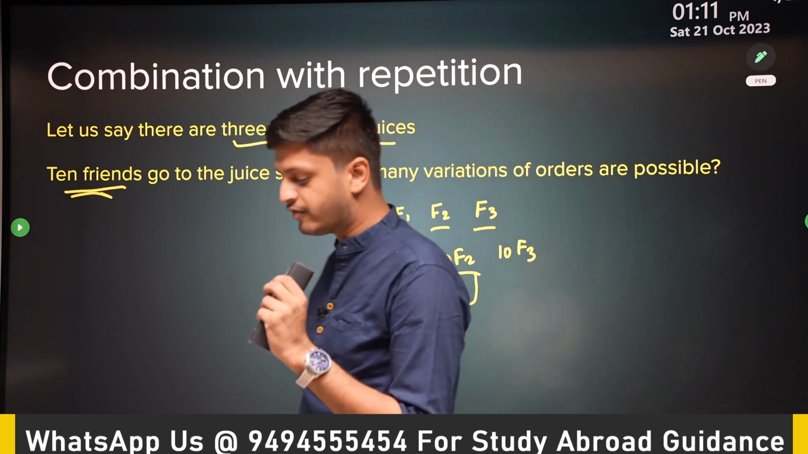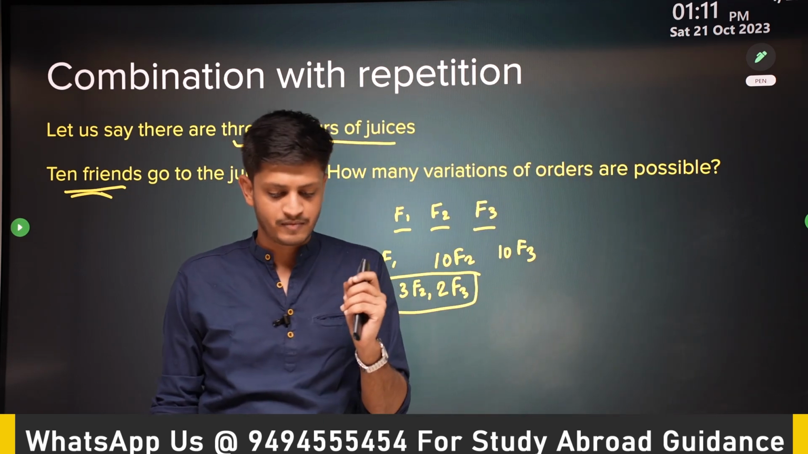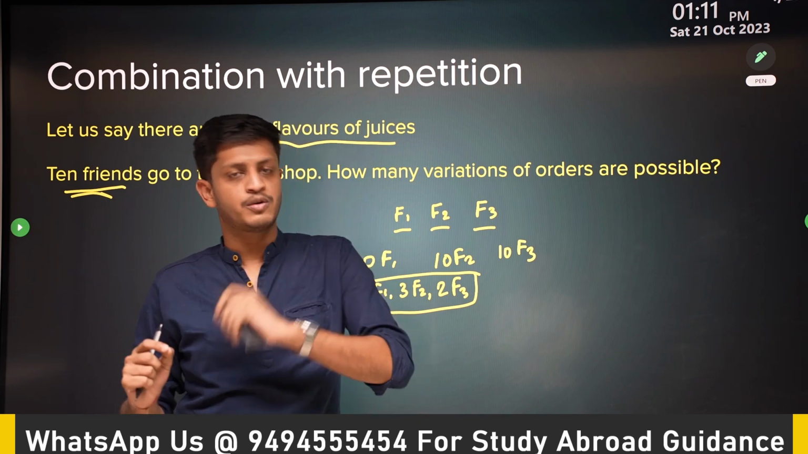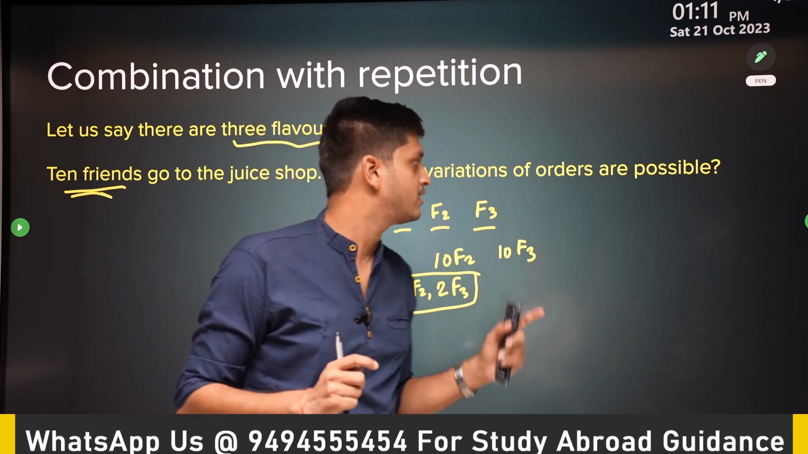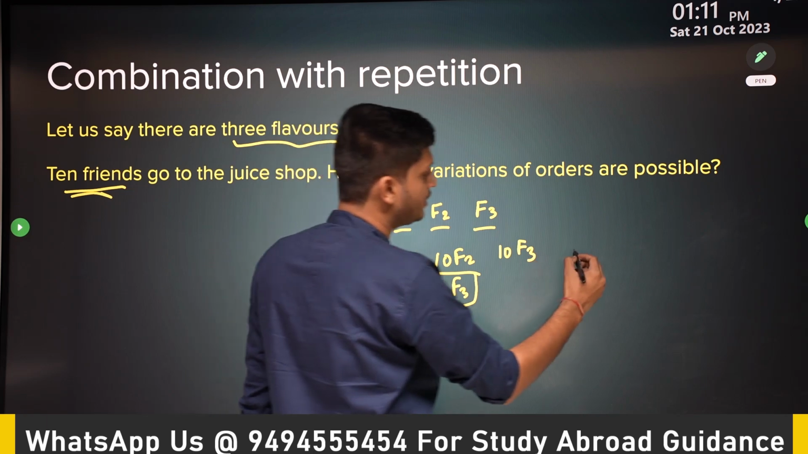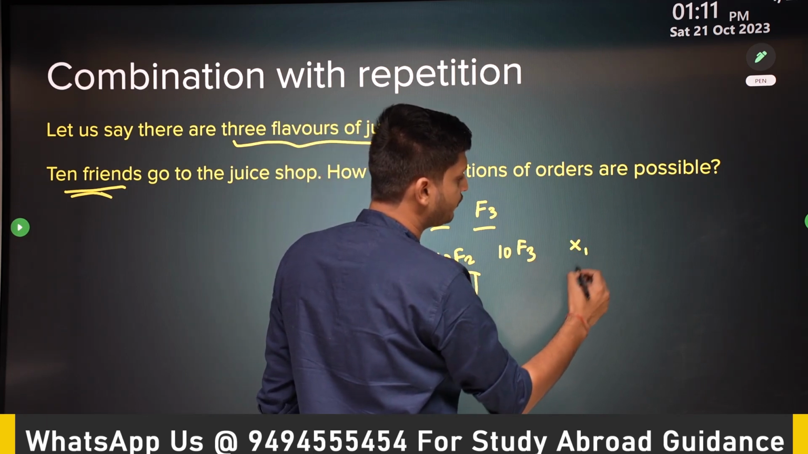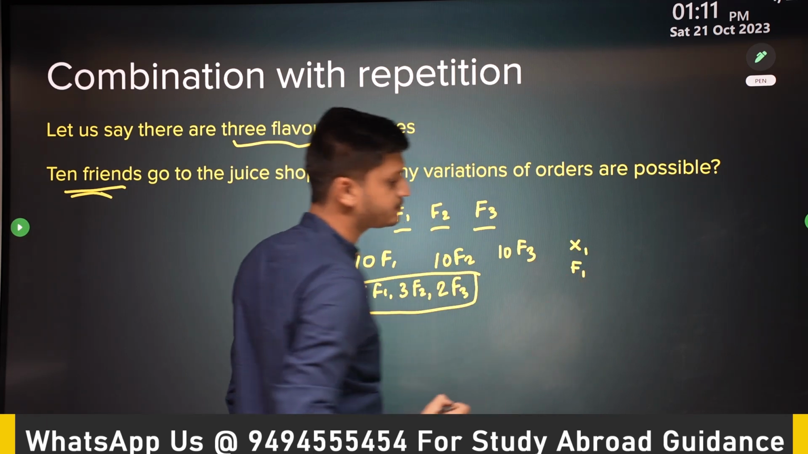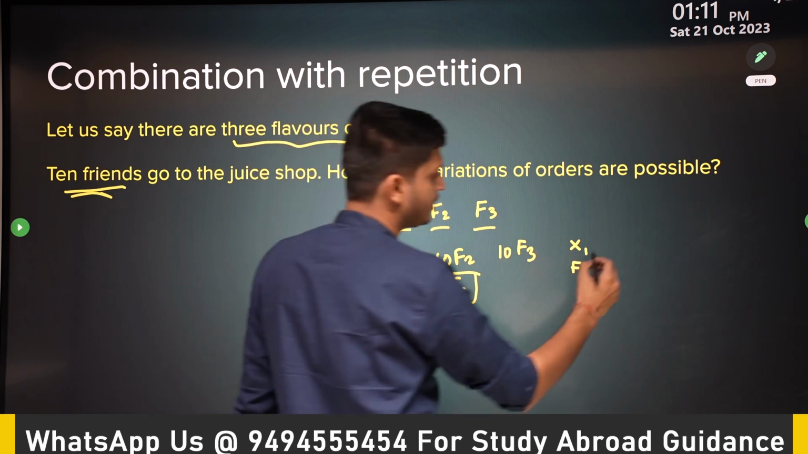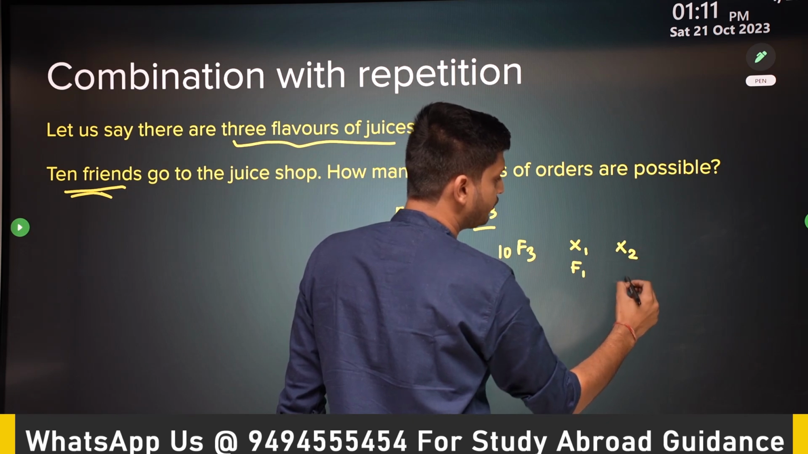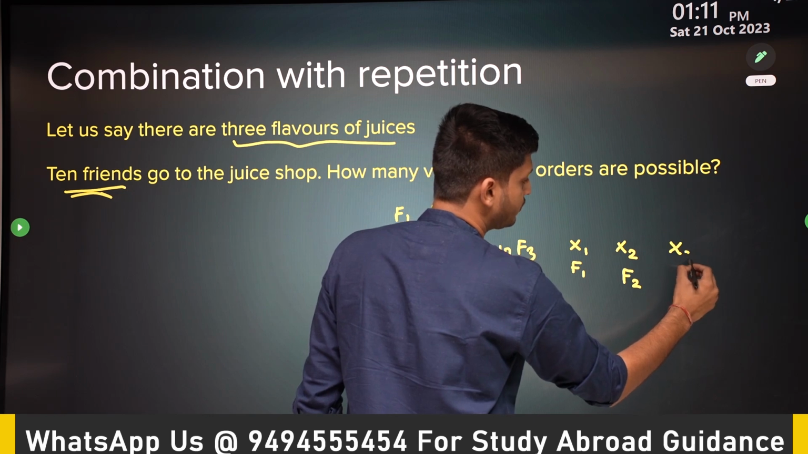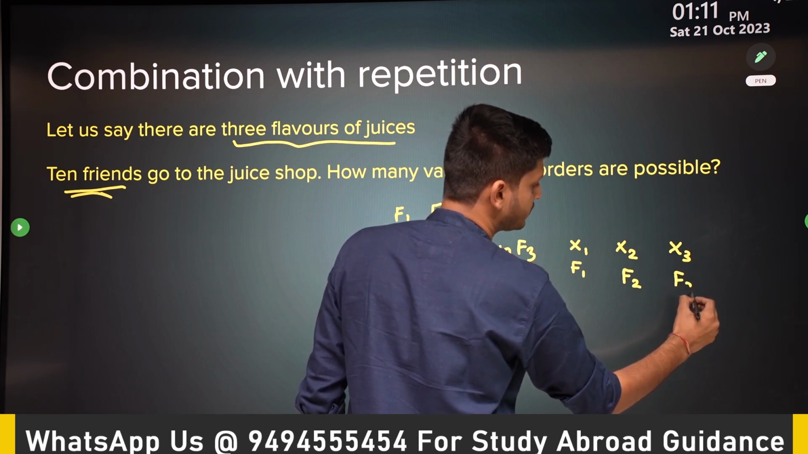So whenever a question from combination with repetitions comes, there is a standard way to solve it. Just try to create a mathematical equation which symbolizes the question. So what is the mathematical equation? Think about it. So let's say you take x1 number of F1 flavored juices, x2 number of F2 flavored juices, and x3 number of F3 flavored juices.